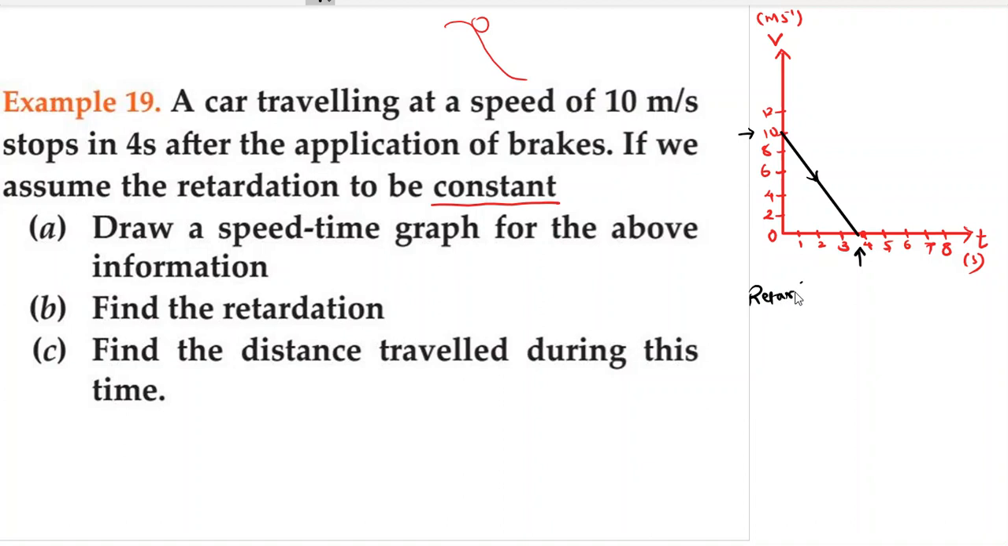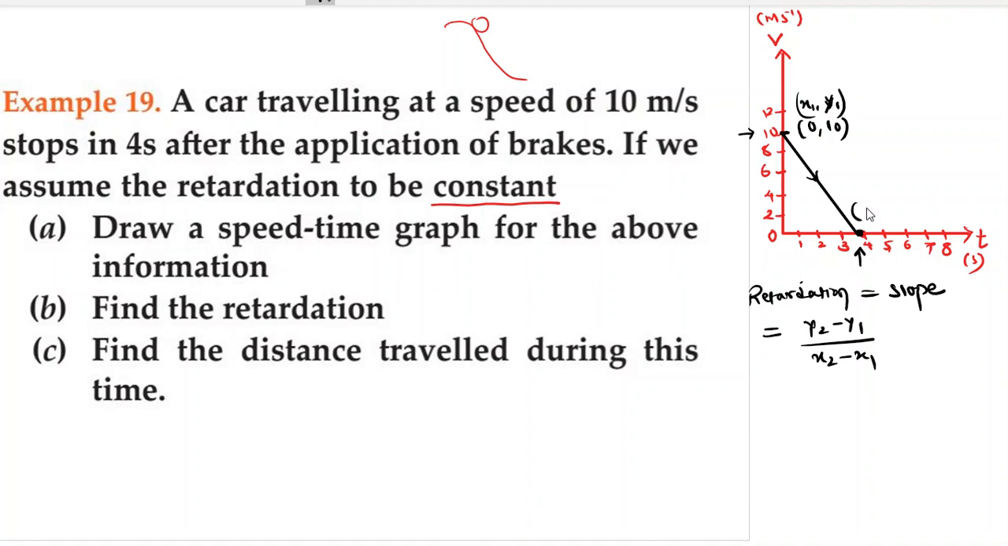Retardation is equal to slope, right? And what is slope? y2 minus y1 upon x2 minus x1. Let's take the initial position. This one. So here the coordinates are 0, 10. These are x1, y1. Initial position always take as x1, y1 and final position as x2, y2. So this is the final position.